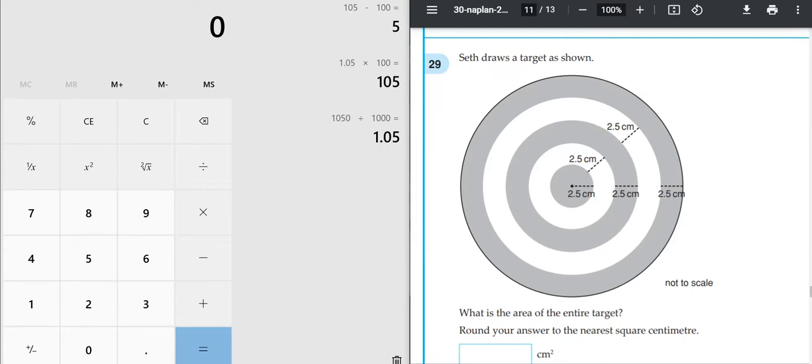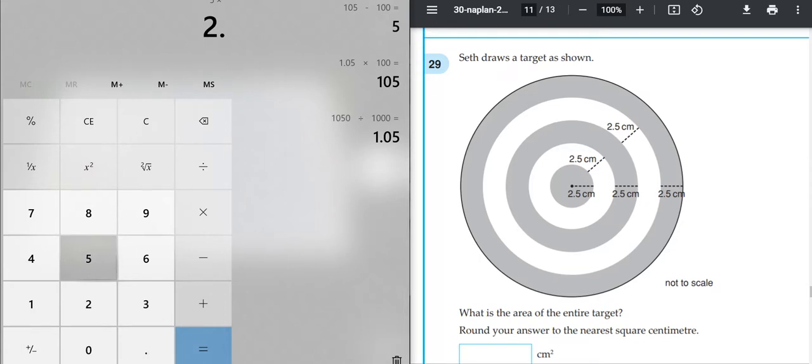We've got 2.5 centimeters from the bullseye to the end of the dark area, another 2.5 for another dark area, another 2.5 for another dark area. The whites are also 2.5. So if we just count them all up, 1, 2, 3, 4, 5, there's 5 lots of 2.5 centimeters. 5 times 2.5 centimeters, and that will get us 12.5. That's okay. 12.5 is our radius, so we just need to square that.